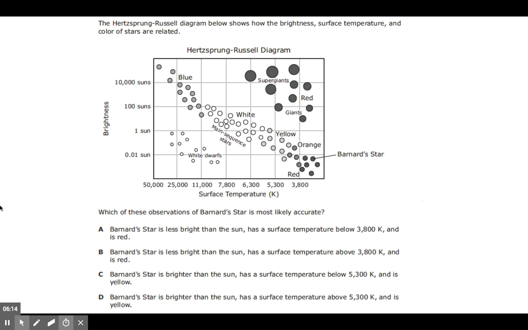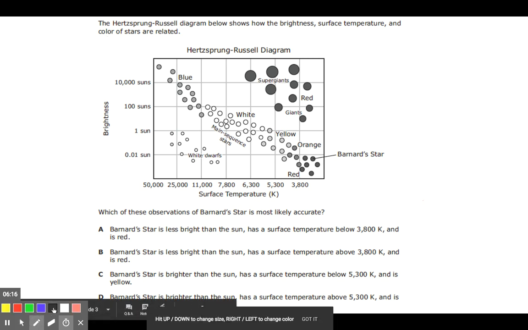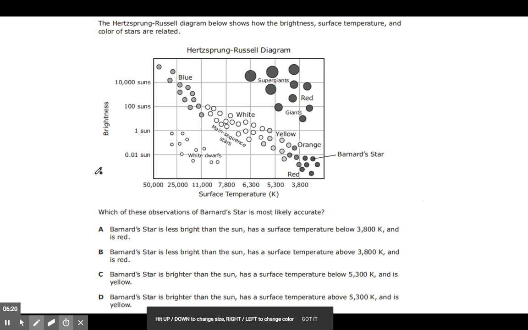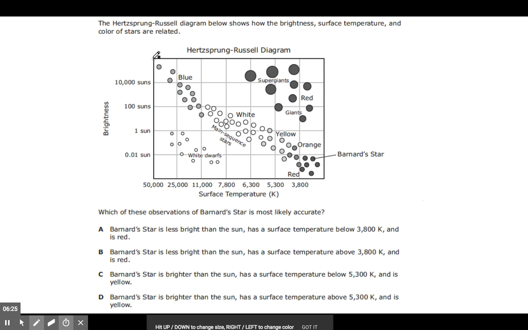So we have our typical HR diagram right here. Just make sure that we are able to read it. We have brightness on the y-axis, and it's going from 0 up to 10,000 suns, a little bit more. And this is our x-axis, and it's increasing from right to left. So you see that 3,800 is on this side and 50,000 is on this side. Remember that the temperature is increasing as you go to the left.